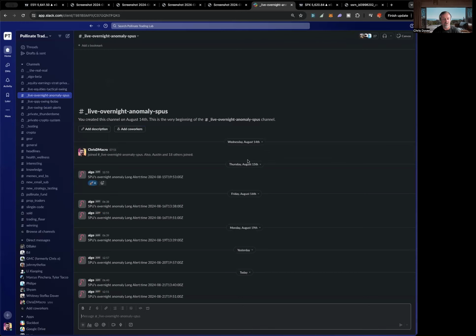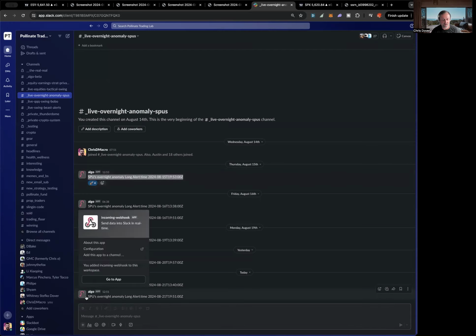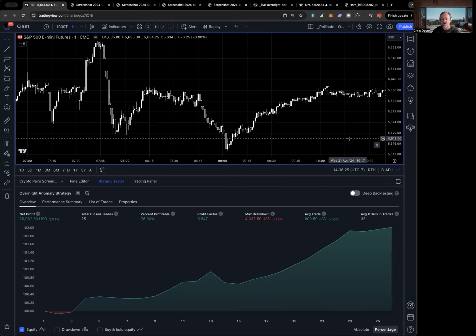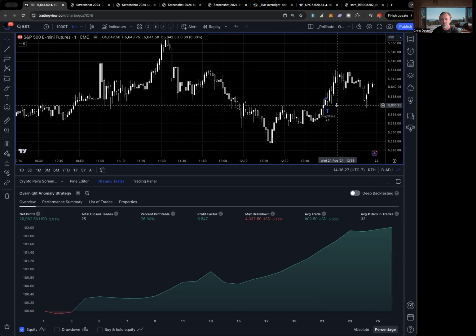Here's the overnight anomaly. We went live with it August 14th, so it's been live in the lab algorithmically. I was pasting these trades for the past month in there, and now we have the algorithmic signal. So today we had an SPY overnight anomaly long alert at that time, and you get that alert and you just put your trade on. That's the way we do it.